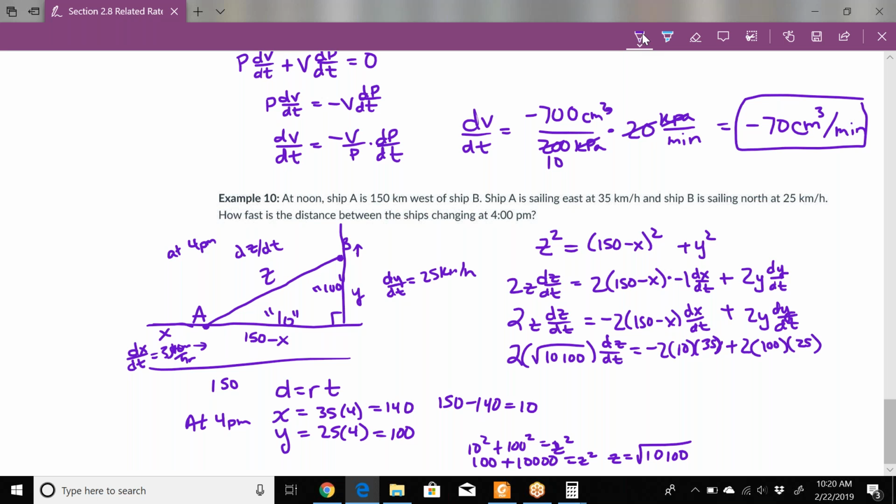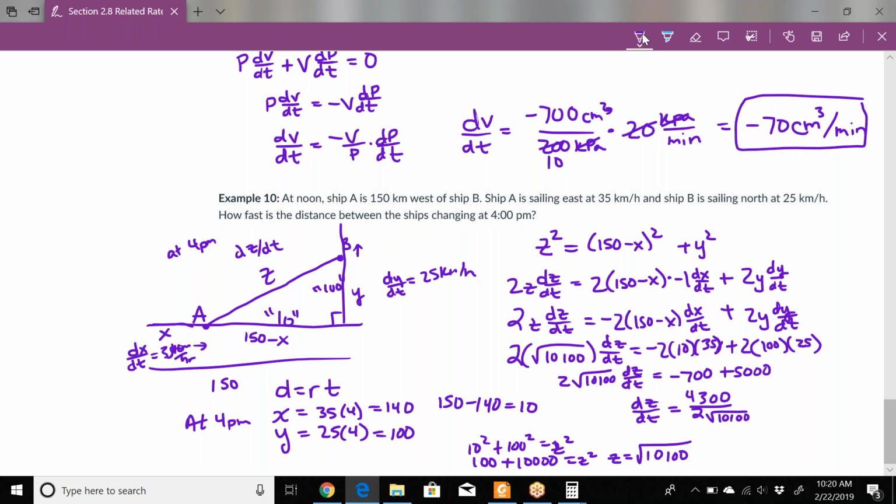So when we work out this part, I'm going to go ahead and leave this alone for just a second and work out the right side. That is, let's see, 350 times -2, that's going to be -700. This is 2,500 times 2, so that's going to be 5,000. Then I'll have that dz/dt, because I'm going to do a couple steps right here since I'm running out of room. 5,000 minus 700 is 4,300. We're going to be dividing that by this 2 square root of 10,100.